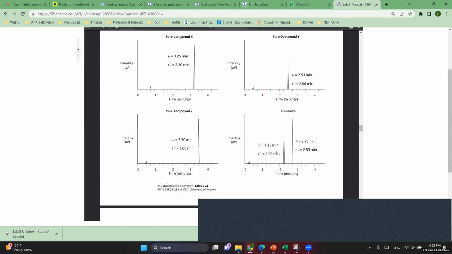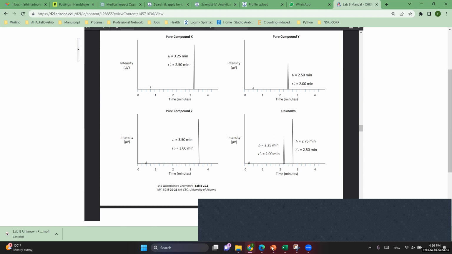For the first peak, you get 2 minutes. The second peak is 2.50 minutes. Now you look at which pure compound has that adjusted retention time. The 2 minutes is compound Y, so this first peak is compound Y. And then 2.50 is compound X. So in your unknown mixture, you have compounds X and Y. That's how you would determine it.